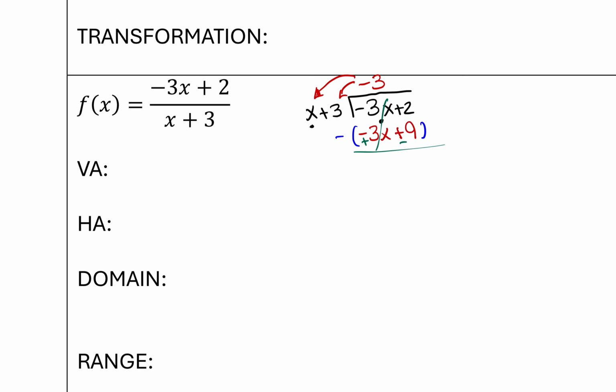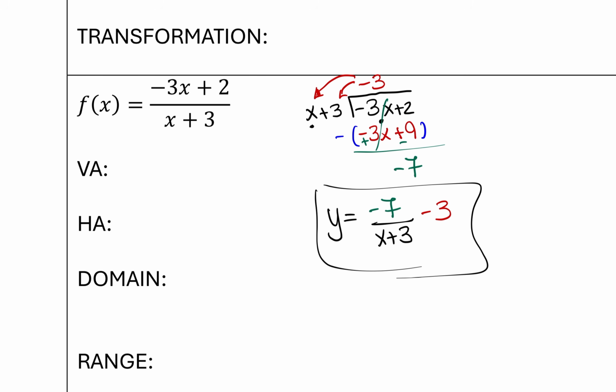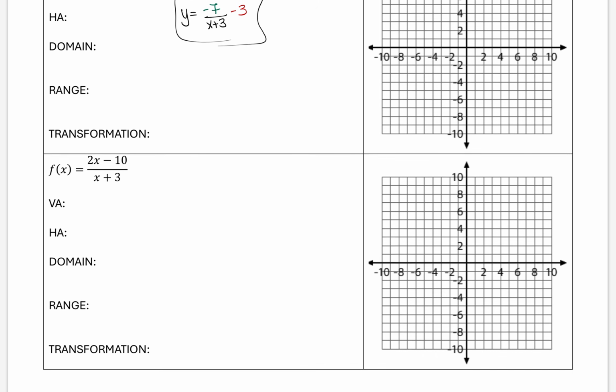One is negative, the other one's positive. And we end up with what? 2 minus 9 will end up giving us negative 7. From there, I will then write down y equals negative 7 divided by the x plus 3. And then we have minus 3 outside. And that's going to be my new rational function right there.